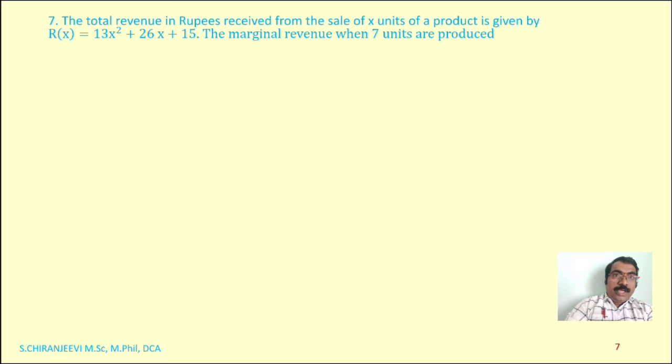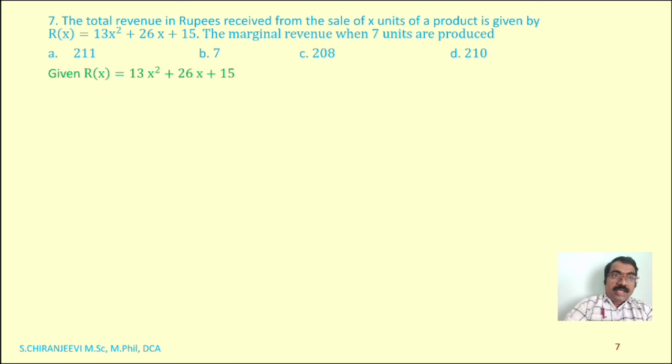The total revenue in rupees received from the sale of x units of a product is given by R of x equal to 13x square plus 26x plus 50. The marginal revenue when 7 units are produced. Options 211, 7, 208, 210.